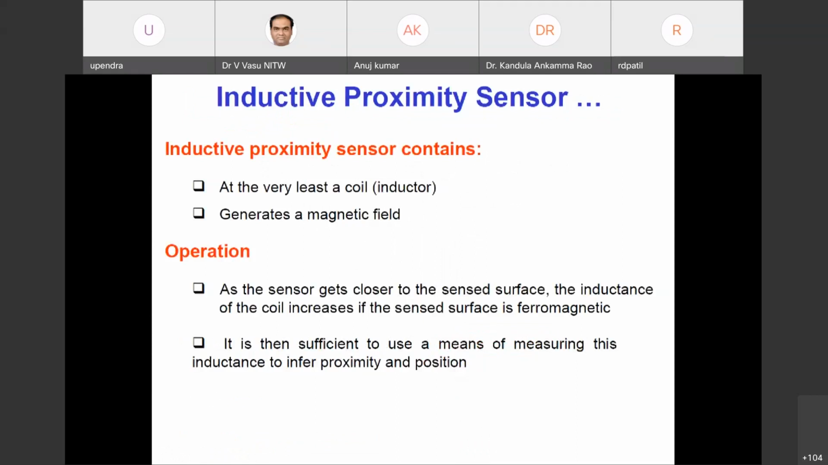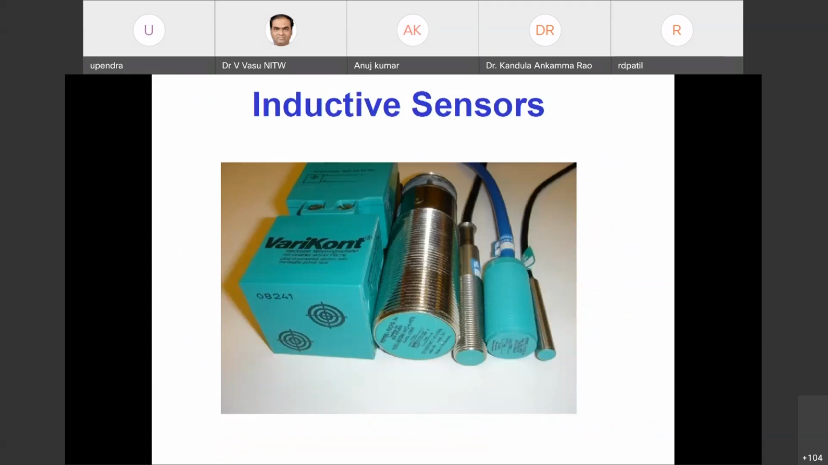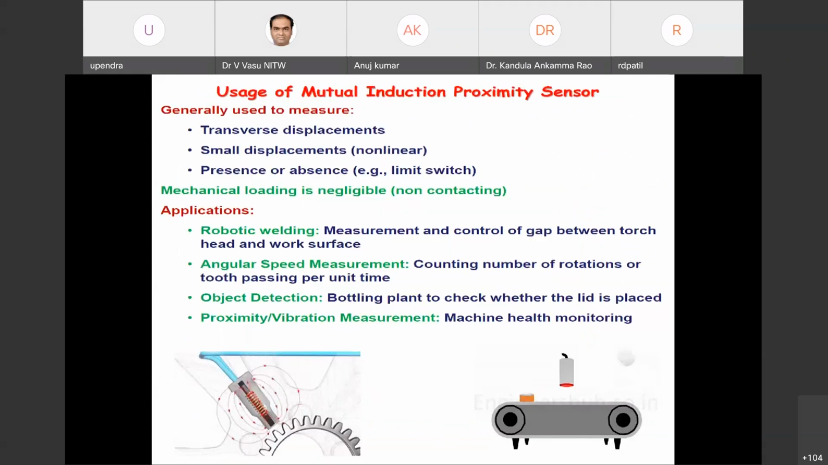Okay, so this is the working principle. We have one sensing coil and one reference coil. Both the reference coil and the sensing coil have the same induction. Whenever a metal object comes near, the sensing coil induction changes, and the difference between these two will be indicated as the change. In the market, the inductive proximity sensors look like this.